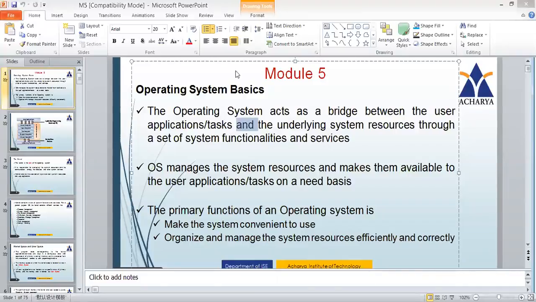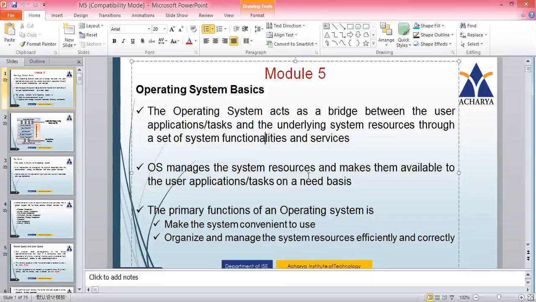The operating system we are discussing now is not for a complete general purpose system. It is for embedded systems. Now let's see. The operating system acts as a bridge between the user application tasks and the underlying system resources through a set of system functionalities and services. It acts as an interface between the user applications and the hardware. System resources are nothing but the hardware. So this acts in between the user and the hardware resources.